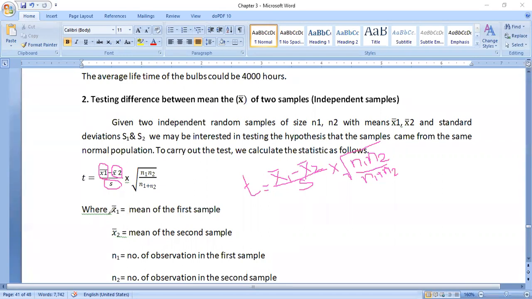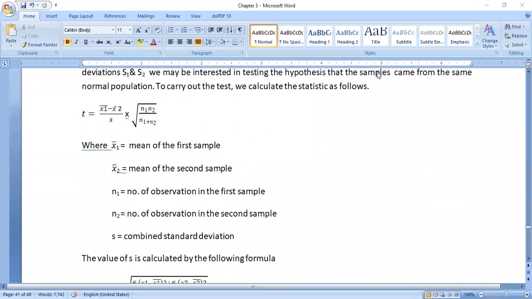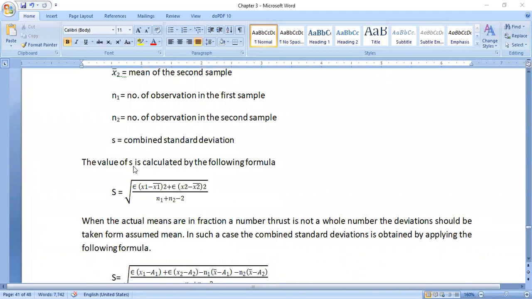Here x bar 1 is the mean of the first sample, x bar 2 is the mean of the second sample, n1 is the number of observations in the first sample and n2 is the number of observations in the second sample. To know the value of s we need to calculate it by the following formula.